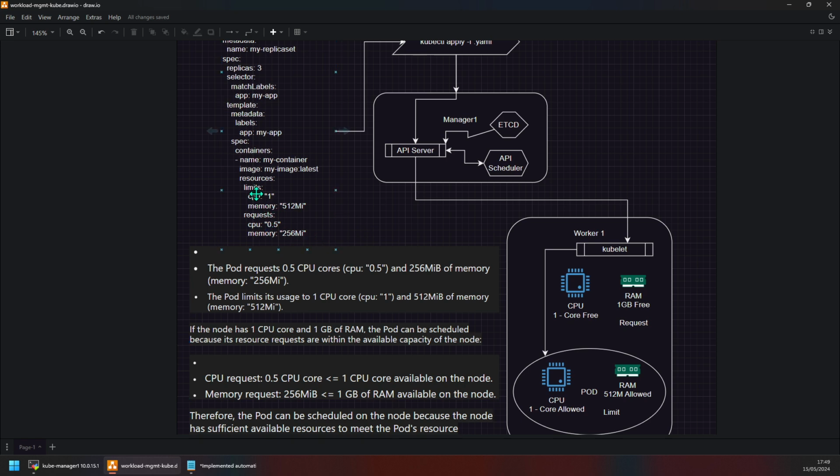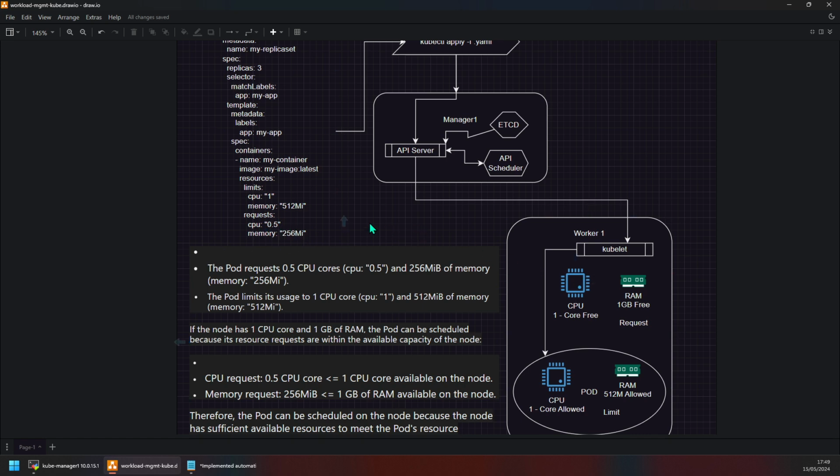So there you go. Now this is my container pod with my image, and it is going to come with these two items. Now what is limit and what is request? Request is basically requesting that the host should have a minimum of this particular CPU and memory available and free. So this is the request. It says that the worker one node should have this much free CPU and this much available memory on it.